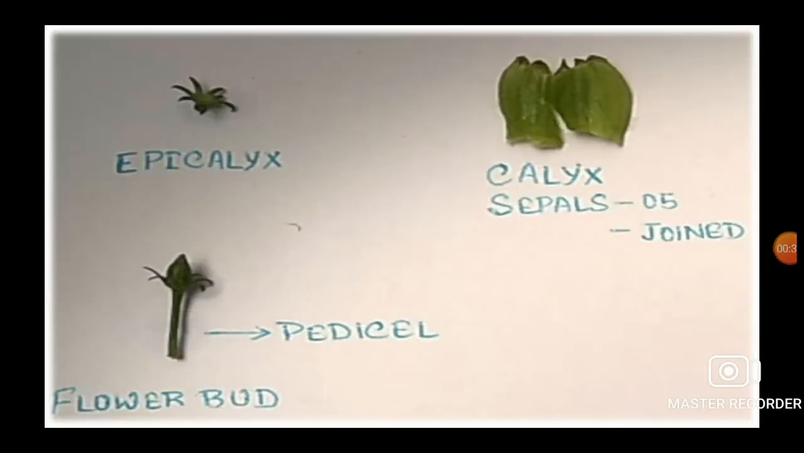So first of all, let's talk about the epicalyx. This was the part that was present below the calyx. Then we had our calyx, which was the green part, and each unit of the calyx is known as the sepal. Then we have also seen the flower bud. Now an interesting thing here is that the flower bud is completely covered by the calyx. So the function of the calyx, we can say, is to protect the developing flower bud against environmental stresses. So this is one function of the calyx.